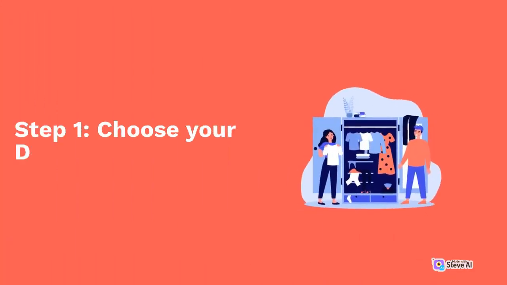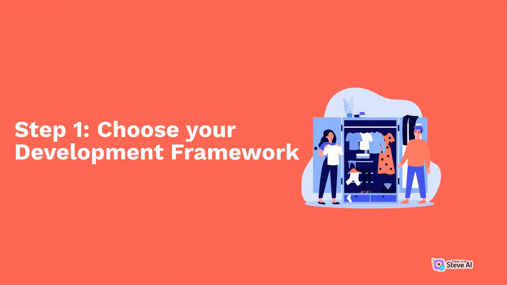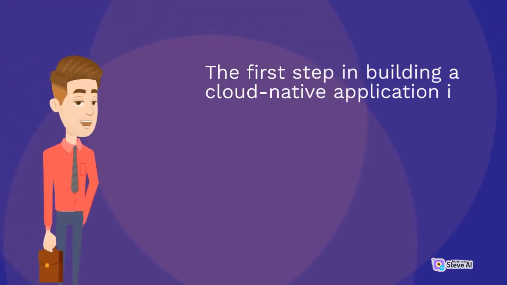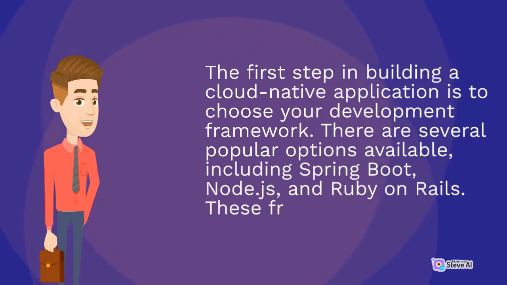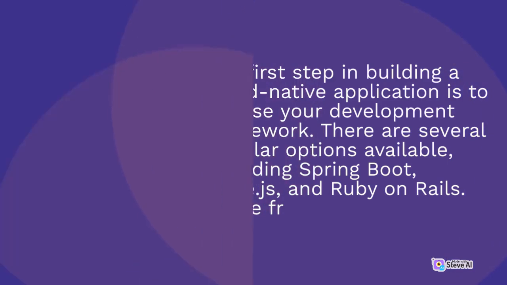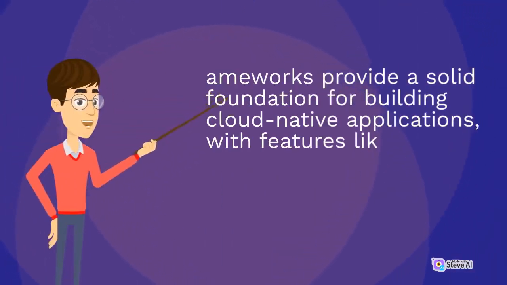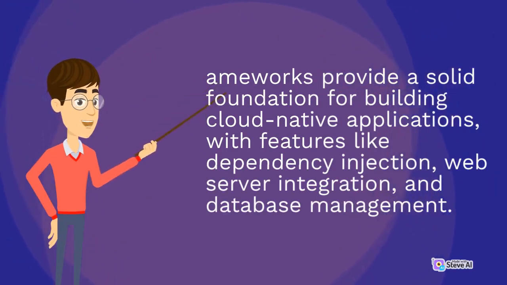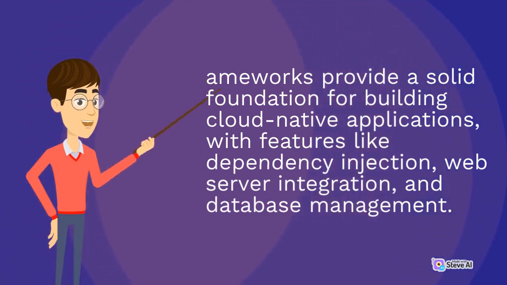Step 1. Choose your development framework. The first step in building a cloud-native application is to choose your development framework. There are several popular options available, including Spring Boot, Node.js, and Ruby on Rails. These frameworks provide a solid foundation for building cloud-native applications, with features like dependency injection, web server integration, and database management.